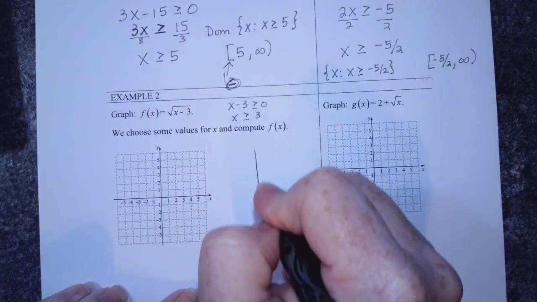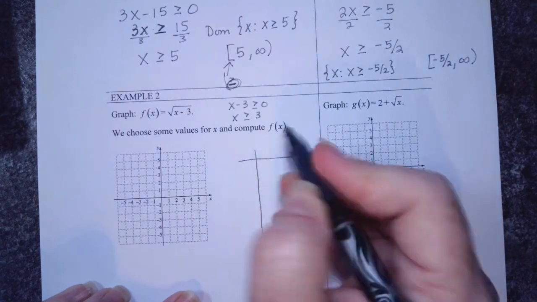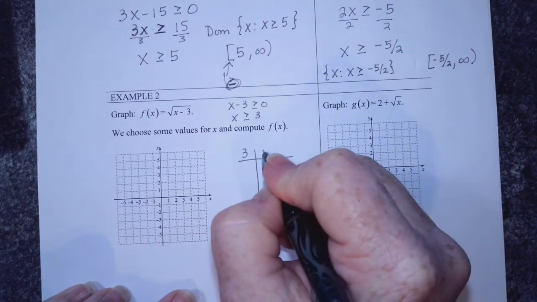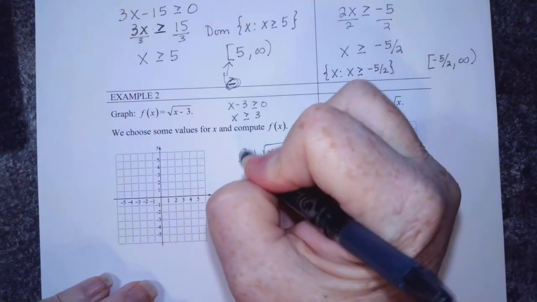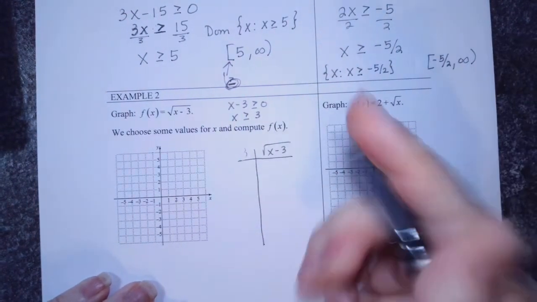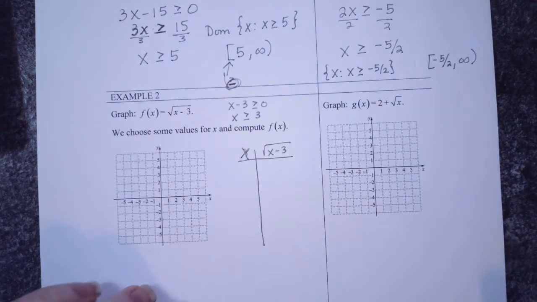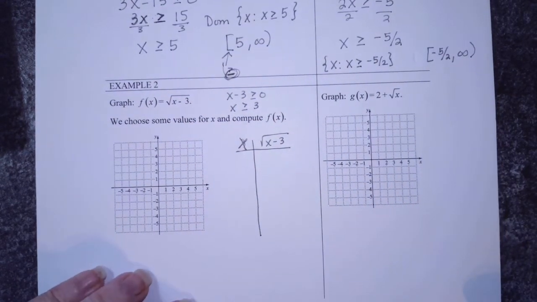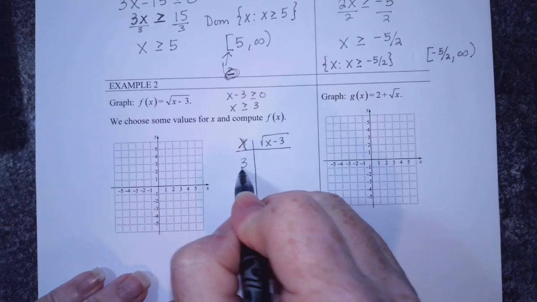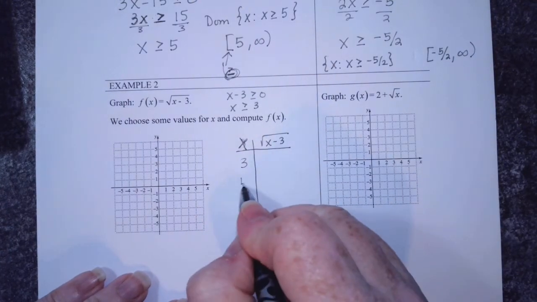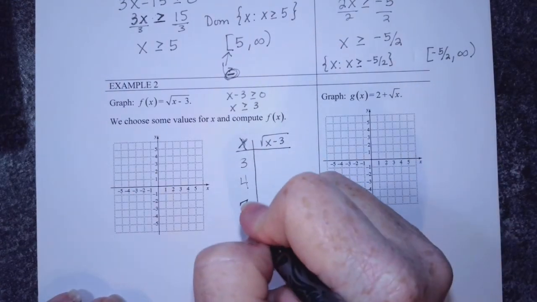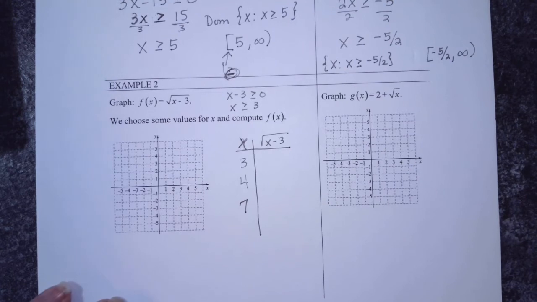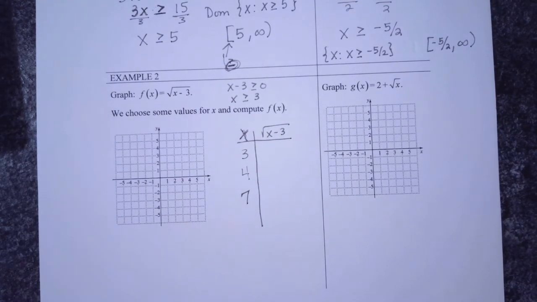So I am going to plot some points after I find both coordinates by doing a t-chart. I'm going to pick some x values that are bigger than or equal to 3, and I'm going to plug them into my function values. So I'm personally going to start with 3, and then I'm going to plug in 4. And how about 7? We'll talk in just a second about why I picked 7 instead of, say, 5.